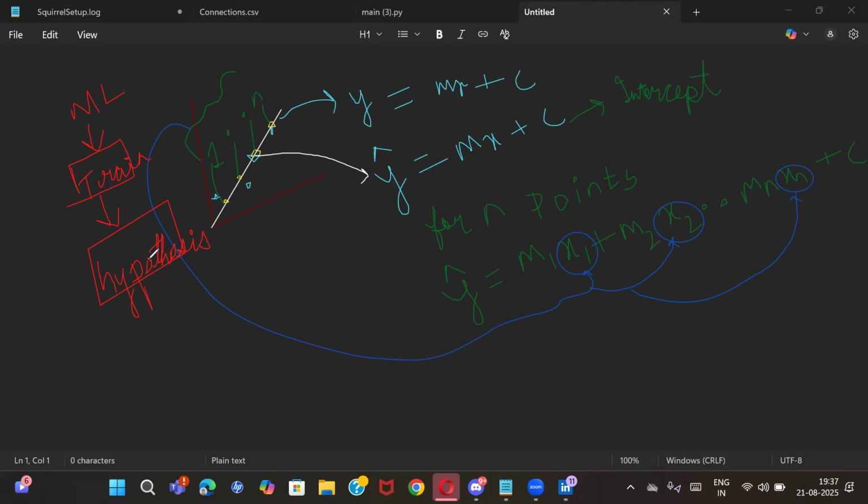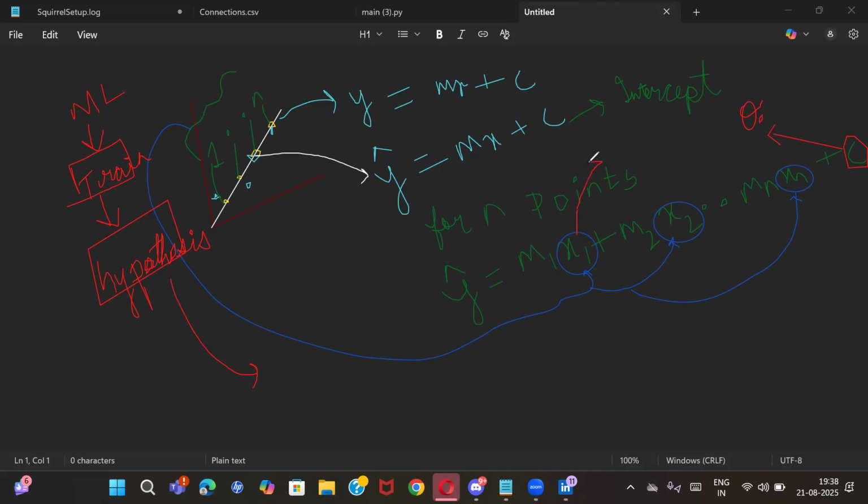This is my hypothesis, right? This is basically a circle. Hypo. Okay, so basically this is my hypothesis. And in terms of the hypothesis, how will we write these points? Okay, let's consider this C as theta naught. This is my theta naught.